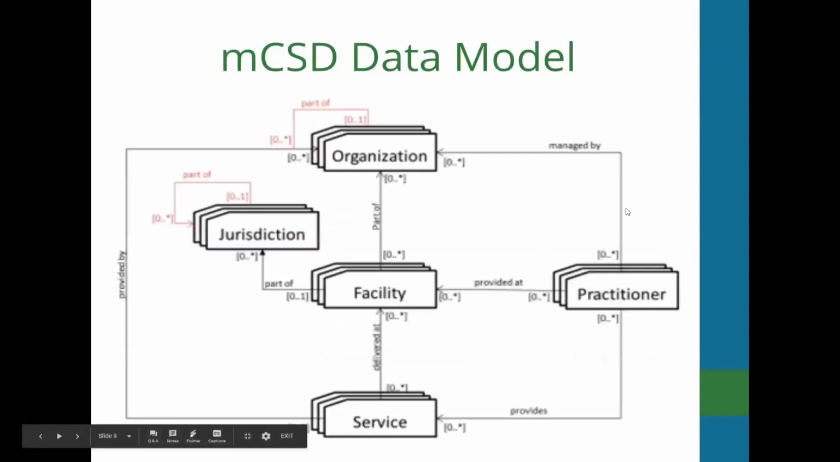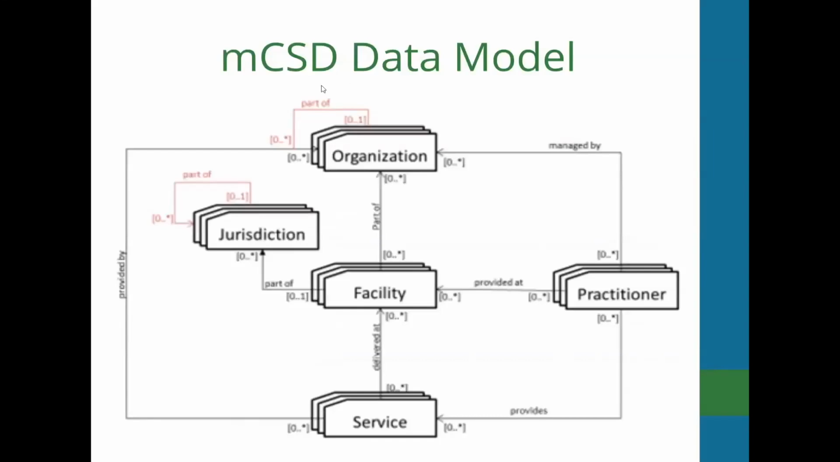mCSD is a little bit different. Sorry if this one's a little hard to read. It may be a little bit easier in the mCSD specification. But it kind of, again, adds that location as a separate piece, so you can maintain a jurisdiction hierarchy as well as different organizational hierarchies if you need to manage multiple ones. But otherwise, it's very similar. I mean, these were obviously based on the same starting point.